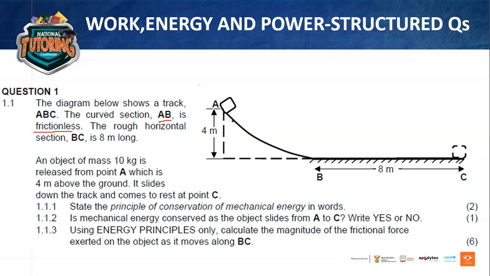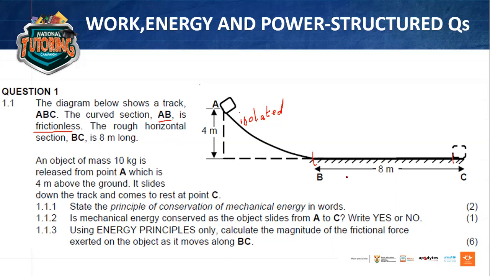So they have told us that this section AB is frictionless. And therefore, if it is frictionless, it tells us that the system is isolated. But remember, the system is only isolated for the section AB because that is where there is no frictional force. Right. So the fact that they are saying there's no friction, that is a clue to tell you that the system there is isolated.